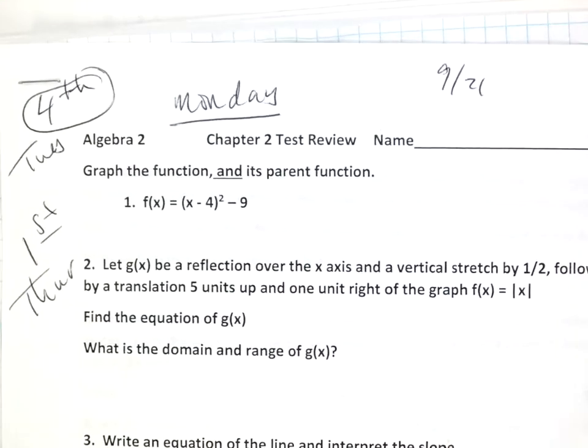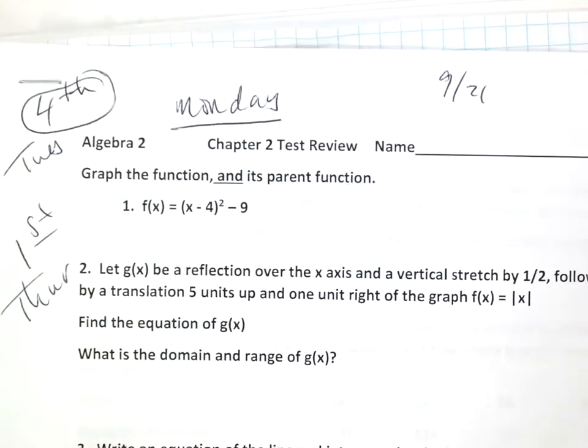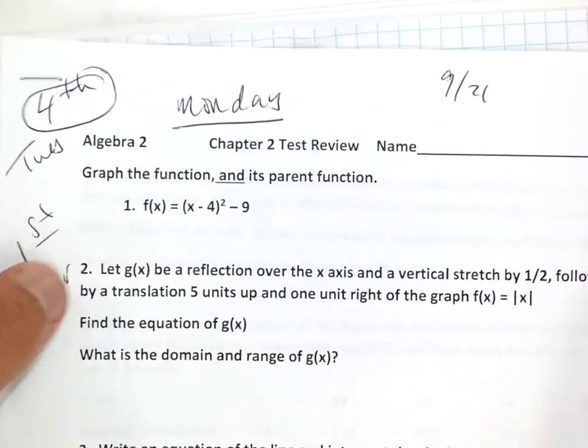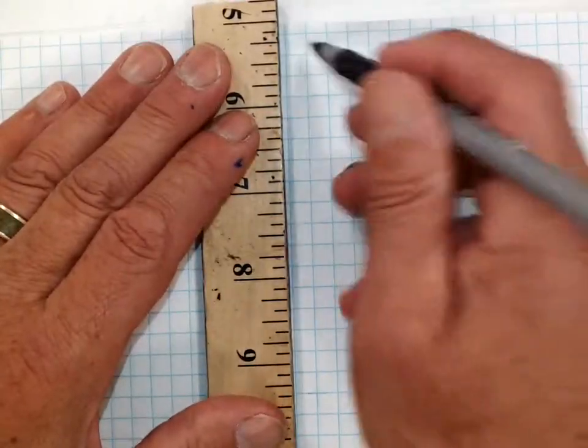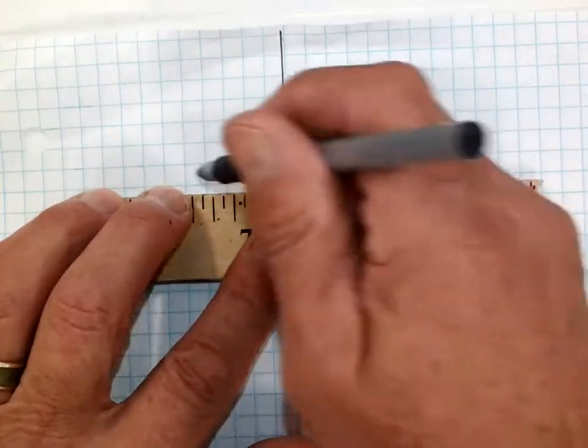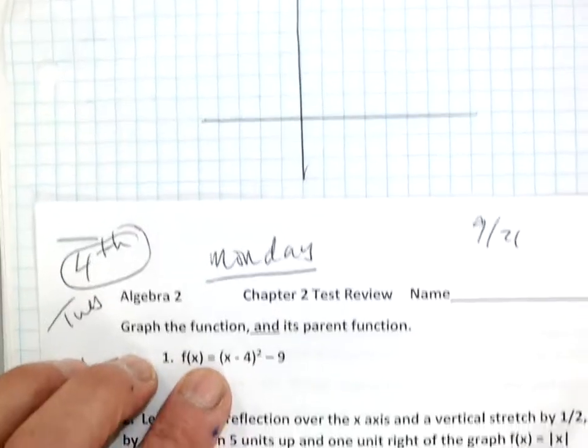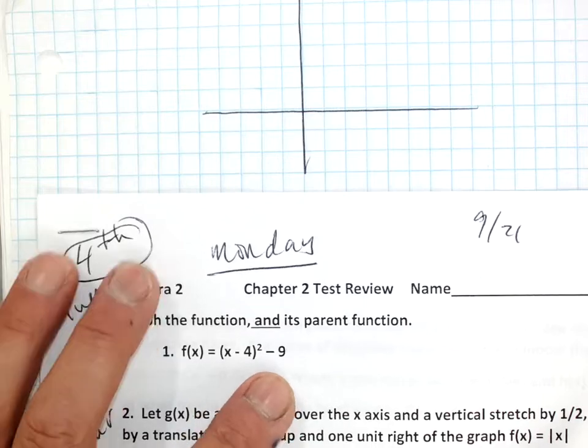So let me do it with you, and then you're going to have to do it as well. So number one, graph the function and its parent function. Well, that's a parabola. That's easy. I can do that. Okay. I'll go ahead and draw my x and my y-axis here. So it is y equals (x - 4)² - 9.